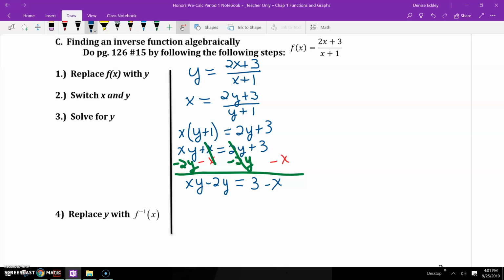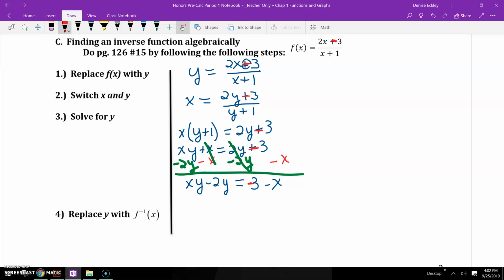I'm sorry. I think I copied the problem wrong from the book. I think that's supposed to be a minus sign. So let me just change that real quick. This should be minus, minus, minus. So if you're following along with the problem in the book, you won't be confused. That's a minus. I apologize for that.